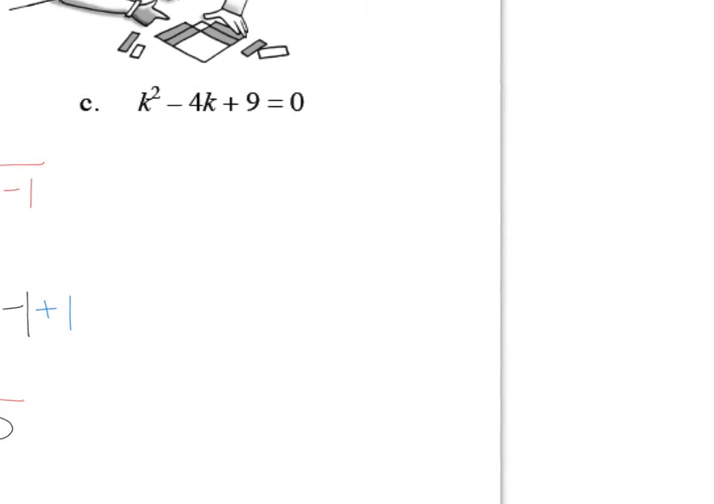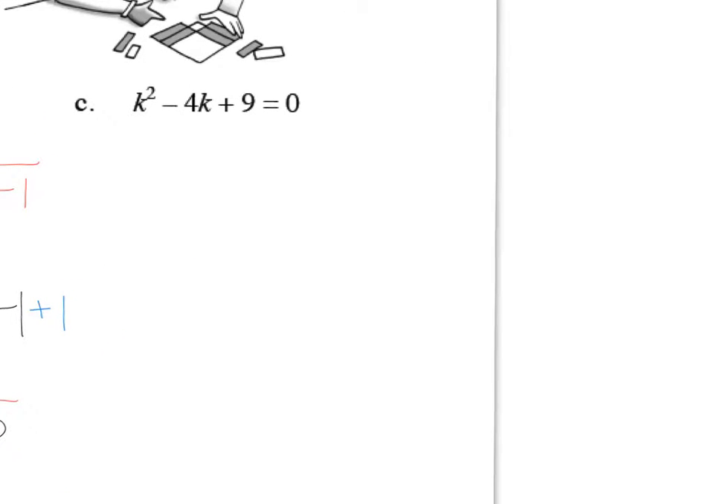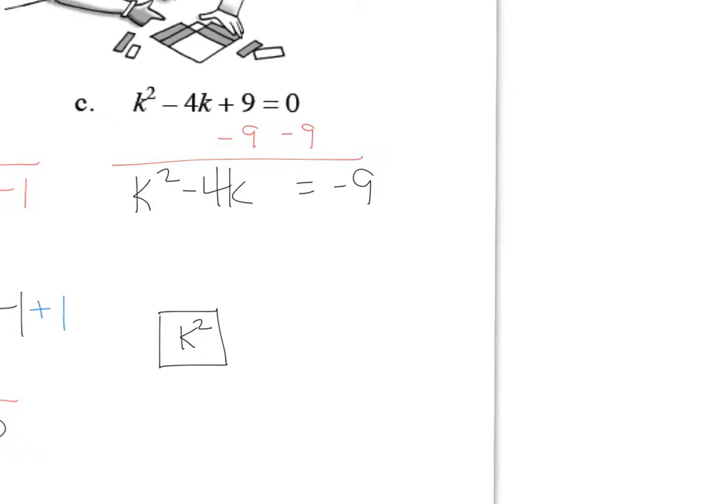And then for part C, I'm going to take away 9 from both sides. So we have k squared minus 4k equals negative 9. If I draw that with algebra tiles, I'll have a k squared tile. And I'm going to break up those negative 4 tiles into negative 2k on top and negative 2k on the side. And that's equal to negative 9.